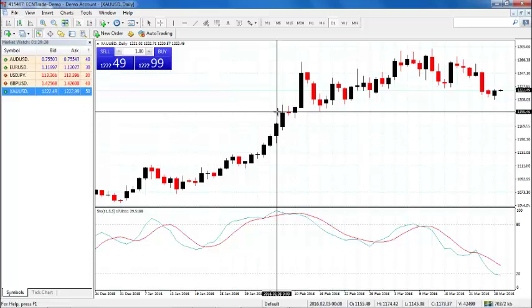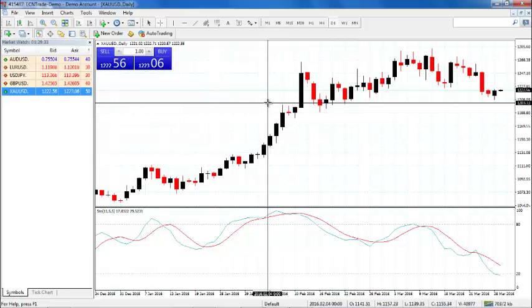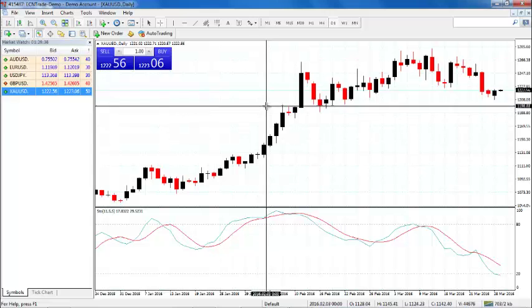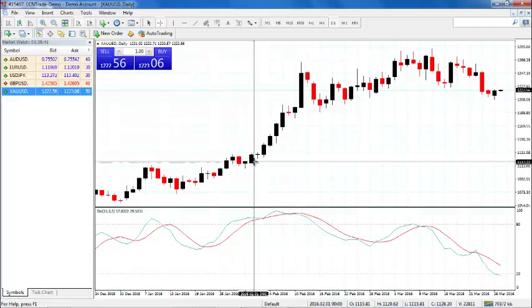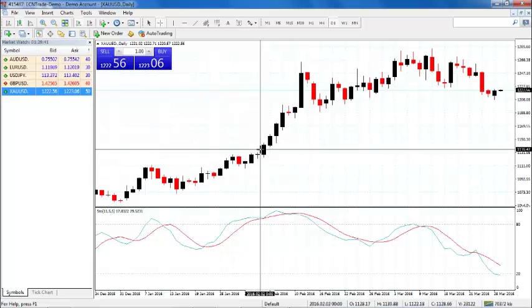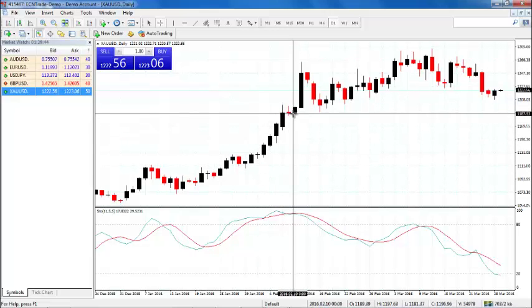1,210 to 1,240. As I mentioned, a fall down towards 1,190 would see the market fall lower and give a potential target of somewhere around about 1,140. So quite a significant drop if we do go through that level of 1,190.